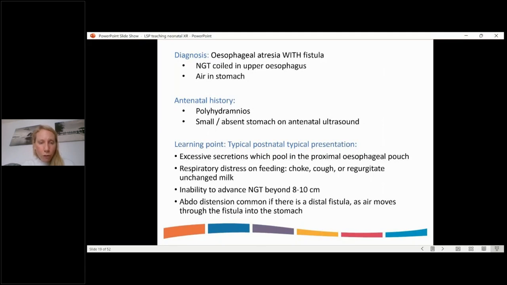So important when you're reviewing any baby with tachypnea or respiratory distress is to specifically ask about how the feeding is going in terms of level of regurgitation, particularly if the milk's completely unchanged, whether they're choking or coughing with feeds. Typically they might have excessive secretions. And then obviously when you try to advance an NG, it generally won't go beyond 10 centimeters. And you may see abdominal distension with a fistula because the air will go through the fistula into the stomach. Although I will say in real life, it's actually quite difficult to see that abdominal distension, but it is important to think about it.